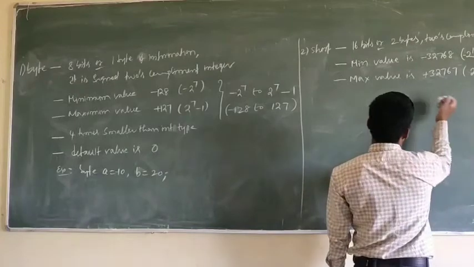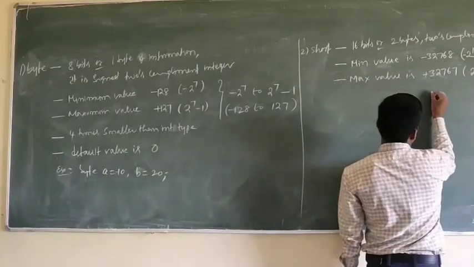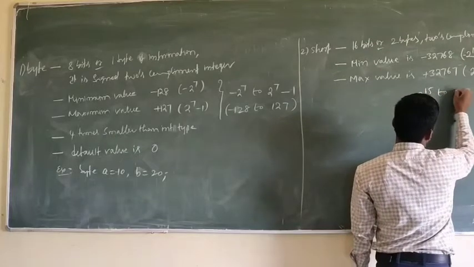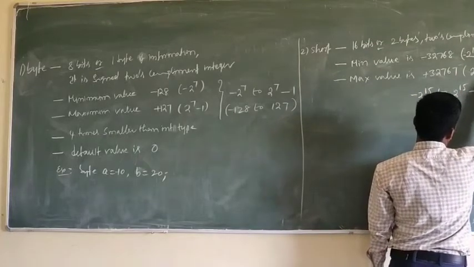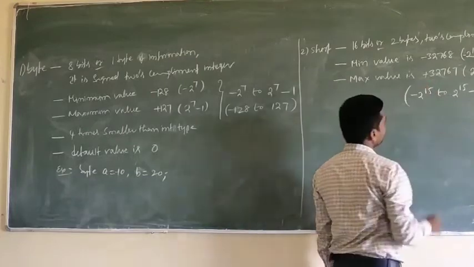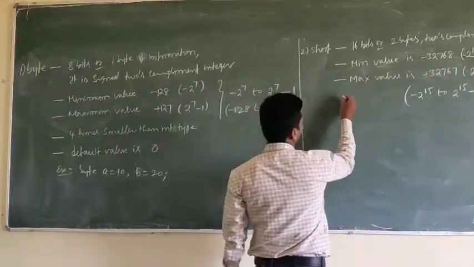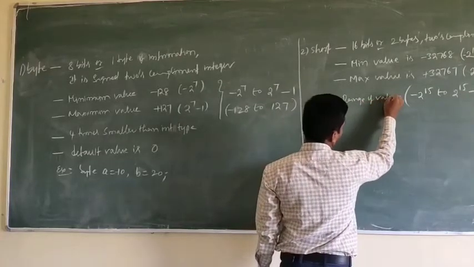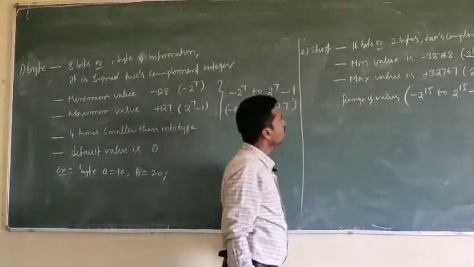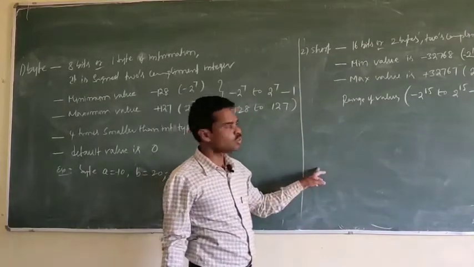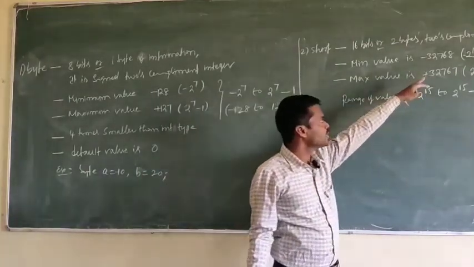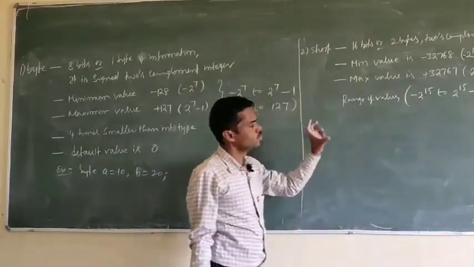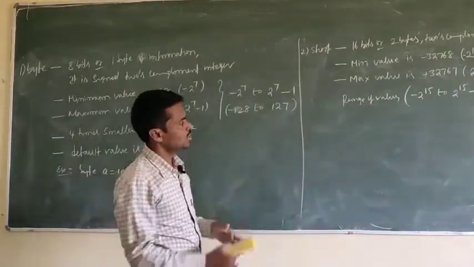So what is the range of values of short data type? Minus 2 to the power of 15 to 2 to the power of 15 minus 1. This is the range of values of short data type. You can store minus 32,768 to plus 32,767. Up to these values you can store in the short data type.